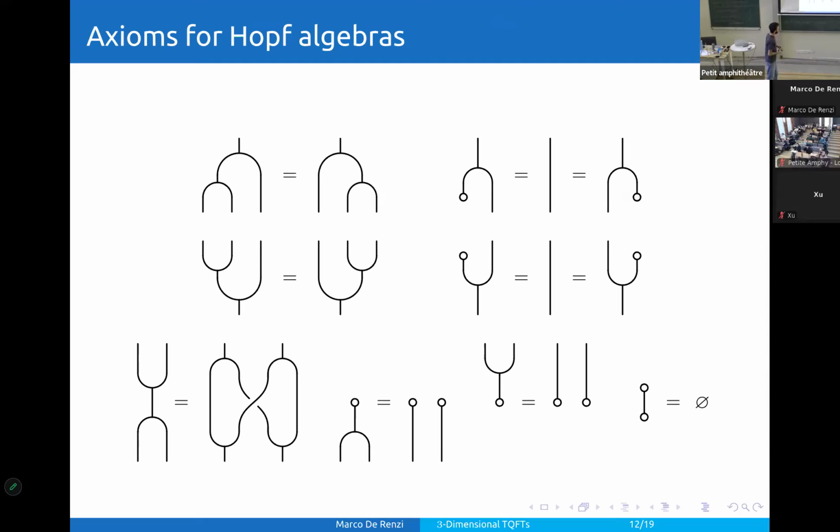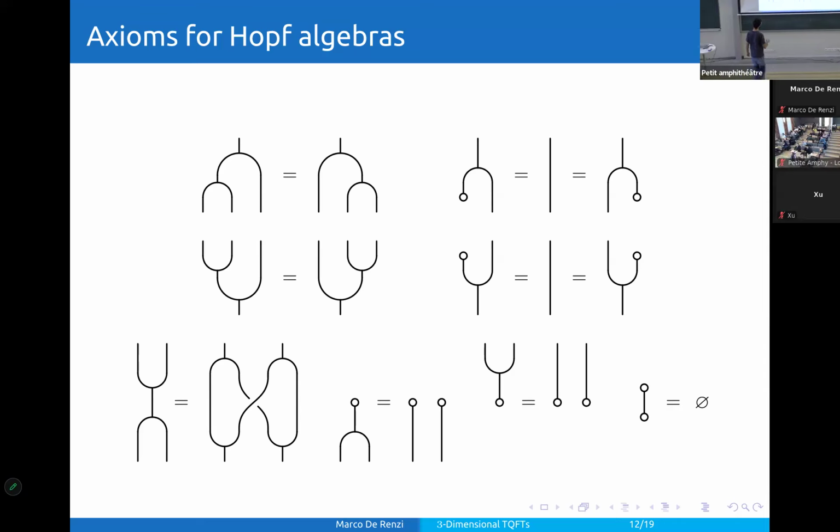by diagrams. So the first diagram will tell you that the product is associative. Taking the product of two components and then multiplying the result with the third component is the same as first doing the product of the second and third and then multiplying the result with the first. The second axiom will tell you that the unit is a unit, because a straight line represents the identity of an object. These are the dual axioms for the coproduct and the co-unit. So the coproduct is co-associative, the co-unit is a co-unit for the coproduct.